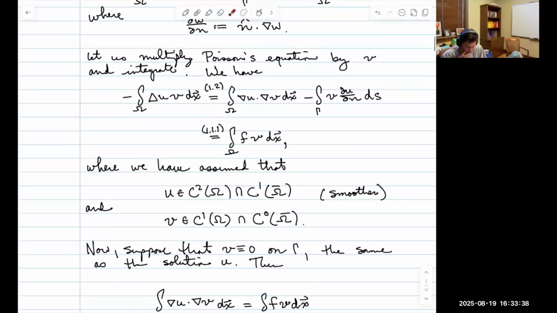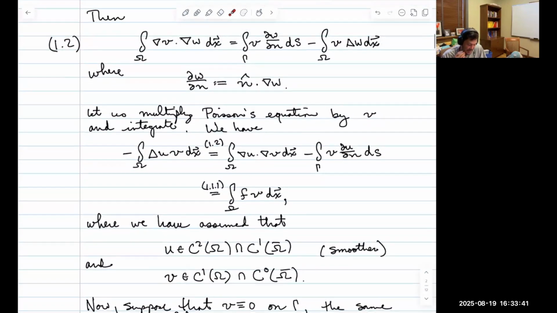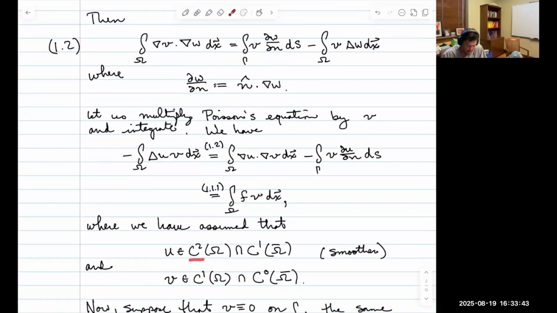Now, notice that I've cheated a little bit because I bumped up the smoothness. This is called regularity. I bumped up the regularity of u a little bit by asking that it be C1 on the boundary, which is a little bit more than I required before, when I just had C0. Why do I need it to be C1 on the boundary? Well, I want this term to make sense.